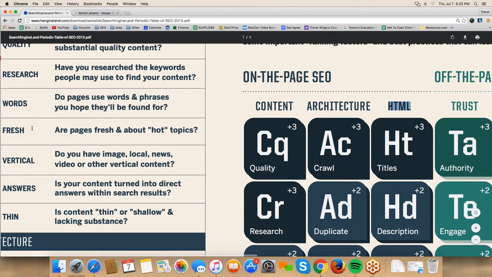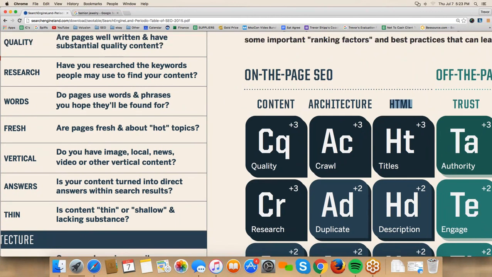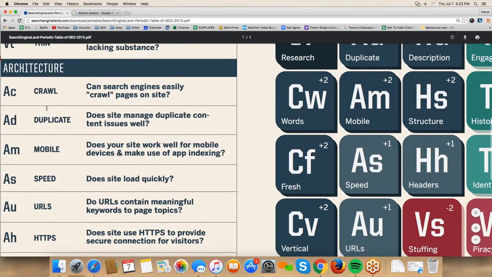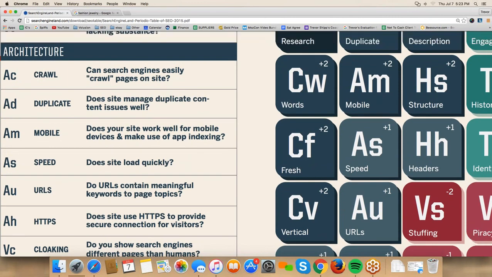Now, I'm not going to go through all of these in detail. I wanted to touch on the content one in detail tonight. Let me just highlight the other ones. The architecture one. A lot of this stuff, if you're using a good platform, you're probably in pretty good shape. So crawl, for example, can search engines easily crawl pages on your site? Well, if you've submitted an XML sitemap to Google, it probably can.